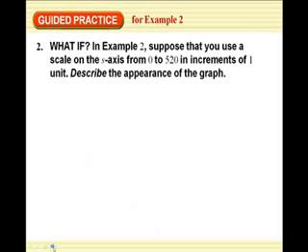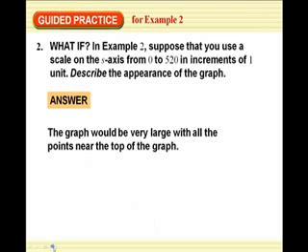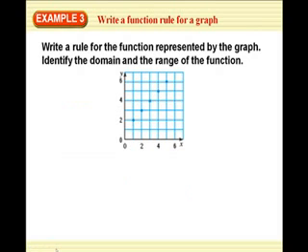So in example 2, it says, suppose you use a scale on the s-axis from 0 to 520 in increments of 1 unit. Describe the appearance of the graph. Well, we just talked about that. Basically this is what they're saying, is here's your graph, and you're going to start right here in number 0, 1, 2, 3, and you're going to go all the way by ones until you hit 520. Just think about that. Think how big that graph would be. It would be huge, and it would probably be really tough to read, and not only that, but no fun to make. Okay, example 3.